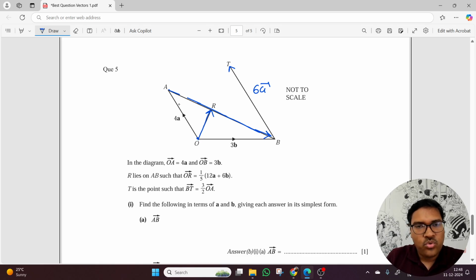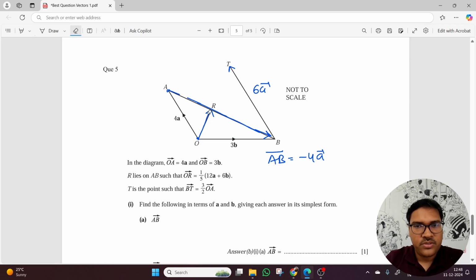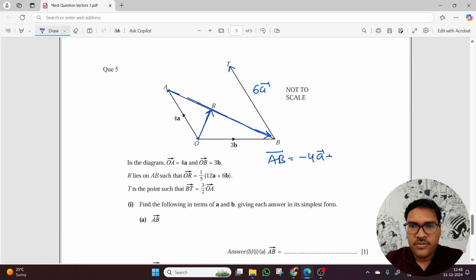You start from O to A. How will you get AB vector? AB vector will be equal to, you go from A to B, correct? It is the same as A to O, which is minus 4A, because the direction is opposite, right? And O to B. Now what is O to B? This is equal to plus 3B. So what is the answer for this? This is 3B minus 4A.